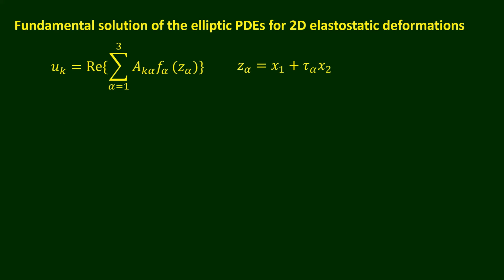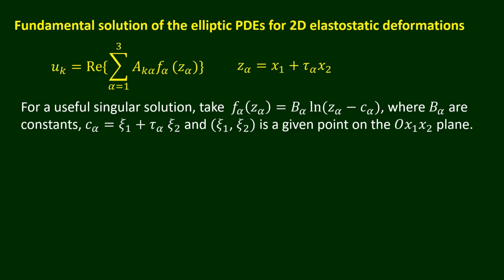For a useful singular solution, take f_α(z_α) = B_α log(z_α − c_α), where B_α are constants, c_α = ψ1 + τ_α ψ2, and (ψ1, ψ2) is a given point on the O x1 x2 plane.